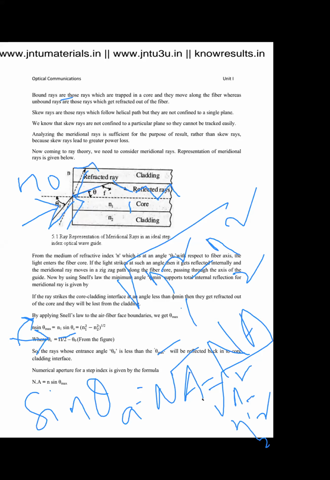This can also be written as N1 into root 2 delta. Here N1 is the refractive index of core, N2 is the refractive index of cladding, and delta is the relative refractive index, where the value of delta can be written as (N1 minus N2) by N1.